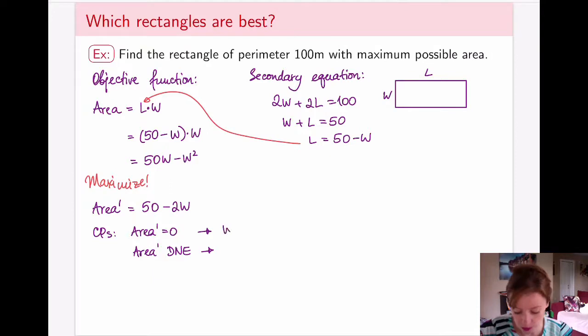So in the first case, the derivative is 0 at 25. And it does not exist nowhere because it's a nice polynomial function, so I have no solutions there. So I only have one critical point. And now there is a number of ways to proceed. You can use the first derivative test or the second derivative test. You can also find endpoints and plug those in. This is completely up to you.